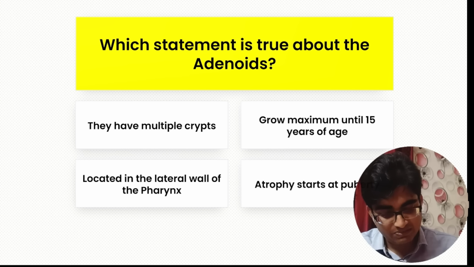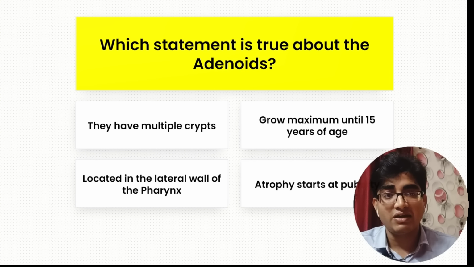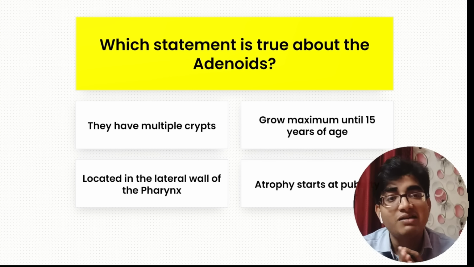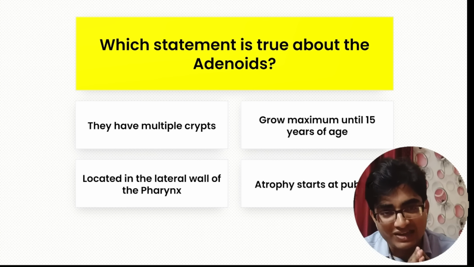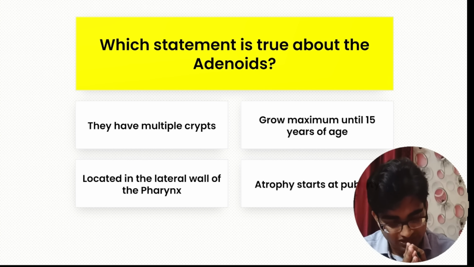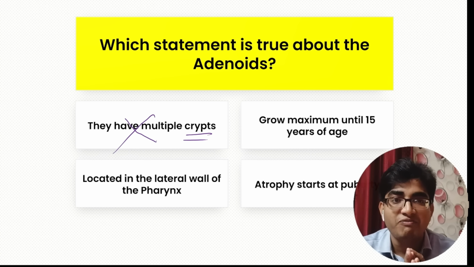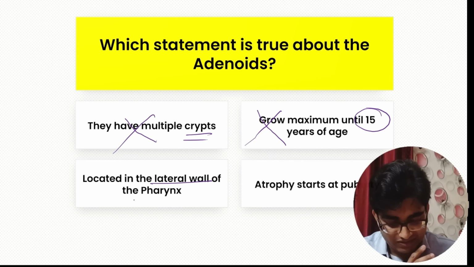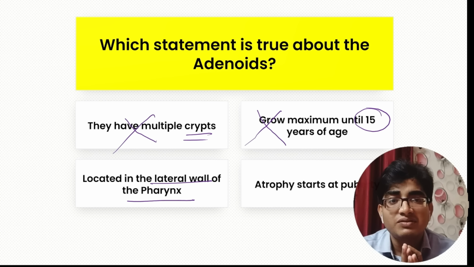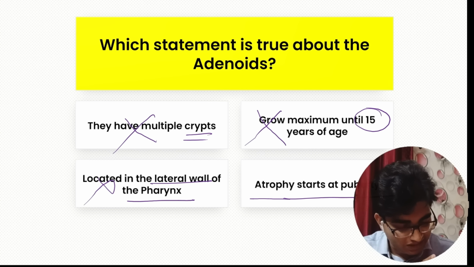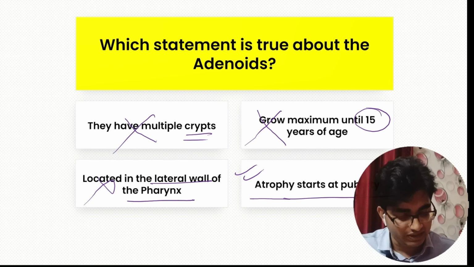Next, which statement is true about the adenoids? They have multiple crypts. Crypts are there in the palatine tonsils as well as in the lingual tonsils, but not in adenoids. Adenoids have furrows, so obviously this is a wrong option. Grows maximum until 15 years of age. Is it 15? No, not at all. Located in the lateral wall of pharynx. Obviously that is the palatine tonsils. Again, wrong. Atrophy starts at puberty. I have already discussed this point. Obviously correct.